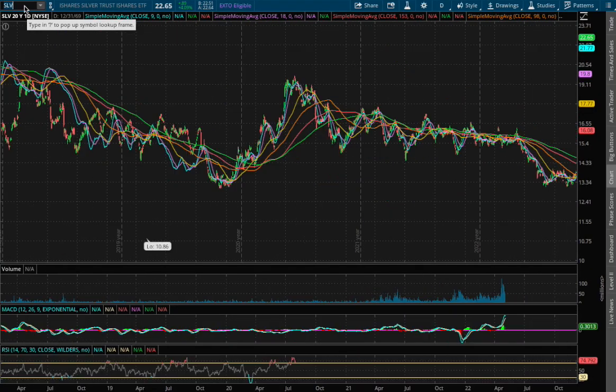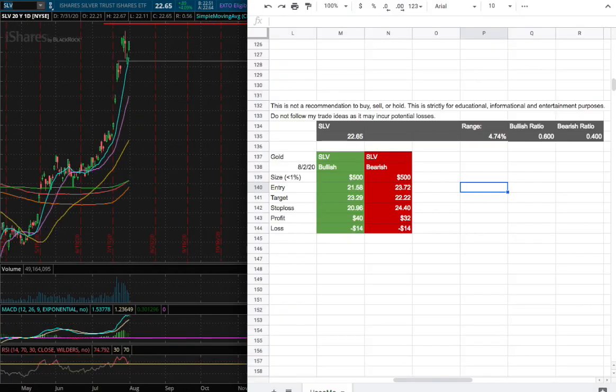For my trade idea of the week, I'll be trading SLV, and my entry for a long position will be at $21.58. That is a range around here, fairly close to the 9-day moving average. And as for my sell target, that is around $23.29, and my stop loss for my long position is $20.96. On the other hand, if I were to take a short position, my entry will be $23.72. That is upper range. And my sell target will be $22.22, fairly close to where we are currently at now. And my stop loss will be $24.40.